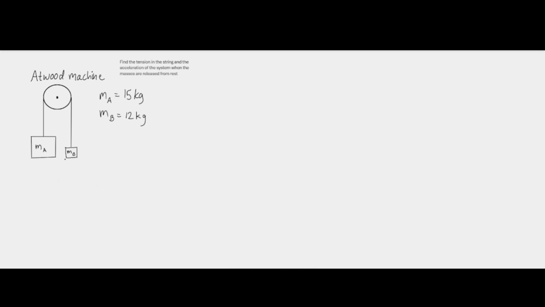And we see here we have two different masses, so I've drawn the boxes. I've exaggerated it here. Mass A is 15 kilograms, mass B is 12 kilograms, so mass A is clearly more mass. We're told to find the tension in the string and to also find the acceleration of the system when the masses are released from rest.